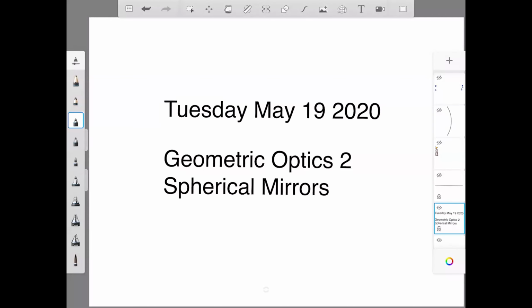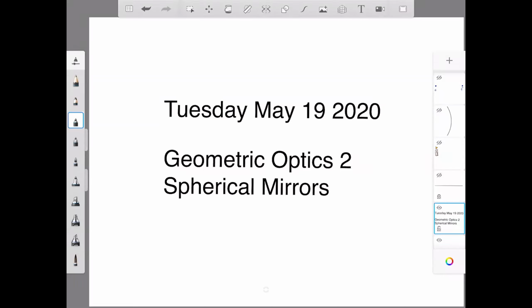Hey there. So today what we're going to talk about is the second part of the geometric optics lesson, which is about spherical mirrors. Last class we were talking about flat mirrors, which is basically a flat, shiny piece of material, and how it reflects and how we are able to predict where its image is going to go and what its image is going to look like.